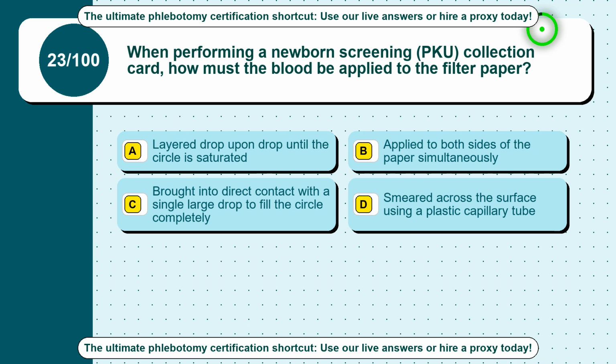Question 23. When performing a newborn screening, PKU, collection card, how must the blood be applied to the filter paper? Option A, layered drop upon drop until the circle is saturated. Option B, applied to both sides of the paper simultaneously. Option C, brought into direct contact with a single large drop to fill the circle completely. Option D, smeared across the surface using a plastic capillary tube.